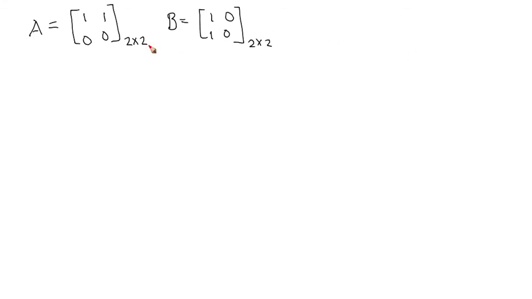So for AB, we have to check that the number of columns of A must match the number of rows of B. They are matching. So AB is possible, right? So AB is possible. Let us compute AB.